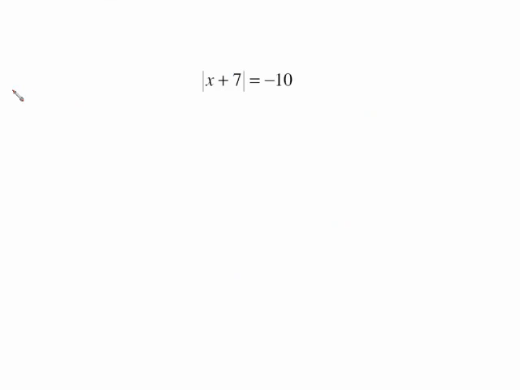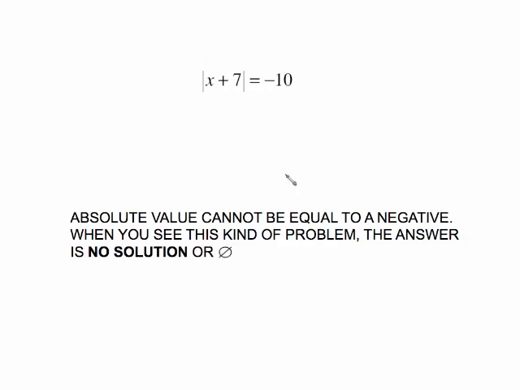Absolute value of x plus 7 equals negative 10. Before you jump into writing your 2 cases, think about something. This says they took the absolute value of something and got a negative value. Is it possible for absolute value to equal negative? No. So when you see this kind of problem, the answer will be either the words no solution or the symbol empty set. Absolute value cannot be equal to a negative. So don't take time setting up the steps. This is it. You say no solution.